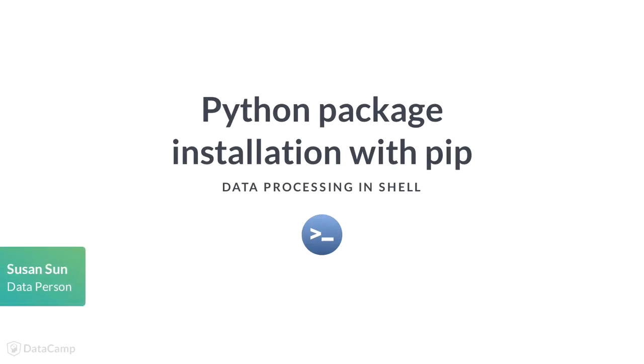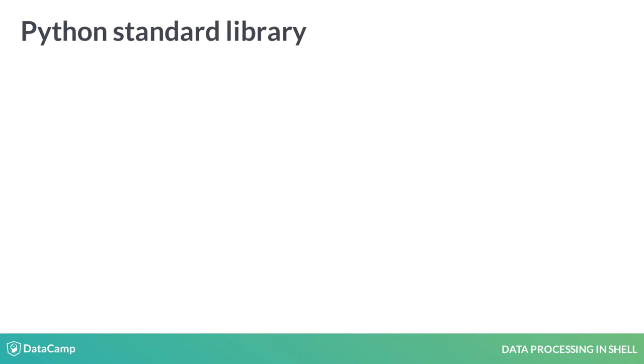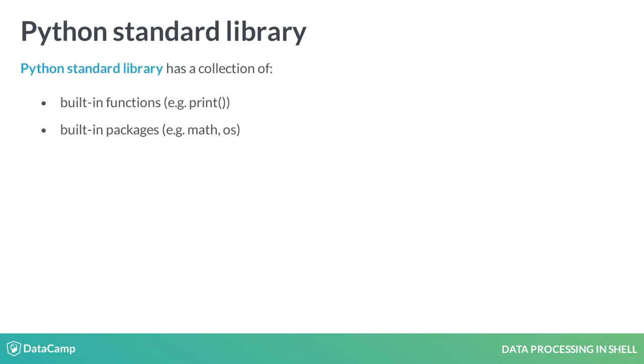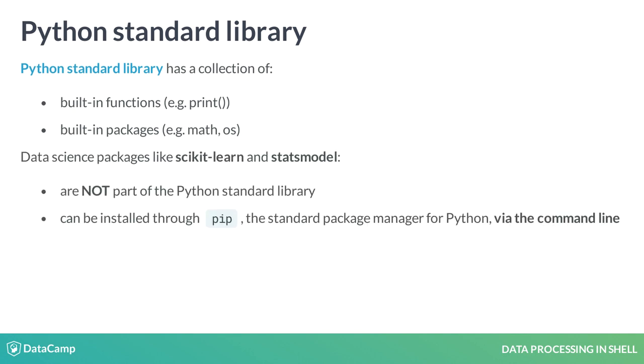In this lesson, let's learn about pip, the standard package manager for Python. Python comes by default with a collection of built-in functions, such as the print function, and built-in packages, such as the math or OS library. However, because Python is a general-purpose language, packages for specific use cases need to be separately installed by the user. This includes data science packages, such as Scikit-Learn and statsmodels. The installation is handled through pip, the standard package manager for Python.